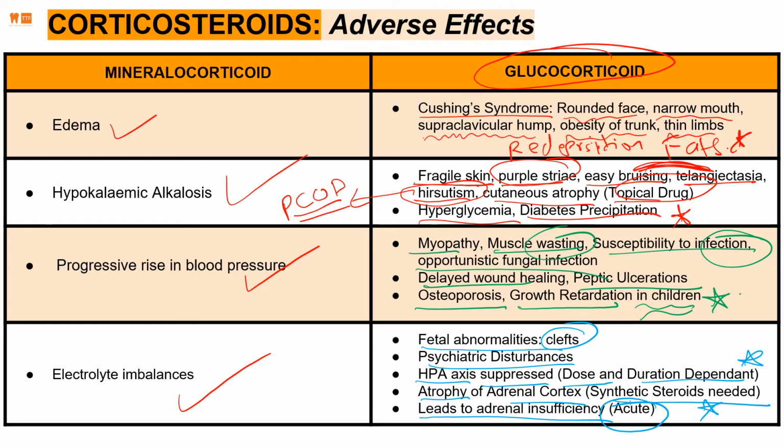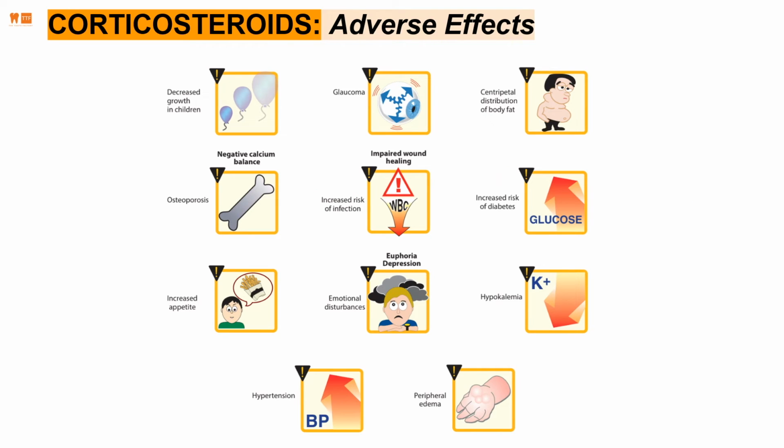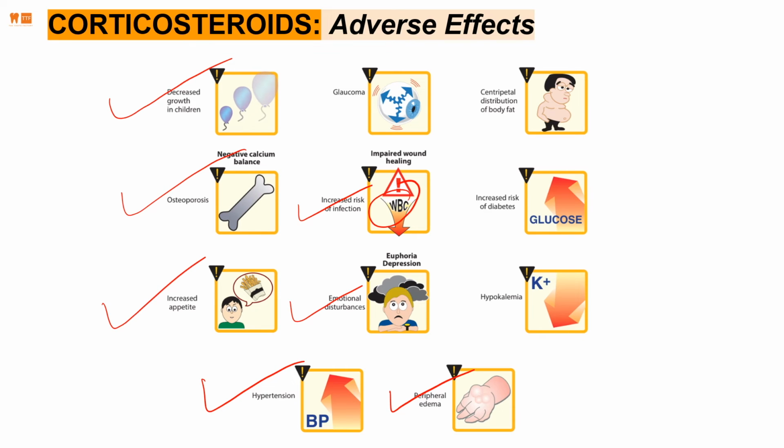Okay, so what is acute now? We were just talking about primary, secondary, right? Don't worry. We have a little section on adrenal insufficiency coming up as well. Okay. So adverse effects depicted here, guys, for us. Decreased growth, osteoporosis, increased appetite, which is going to make us obese, essentially. Hypertension, apologies. Peripheral edema, emotional disturbances, increased risk for infection because WBC count is dropped.